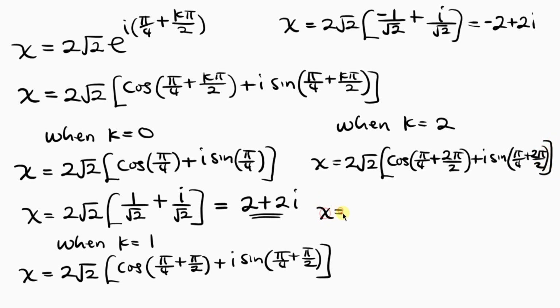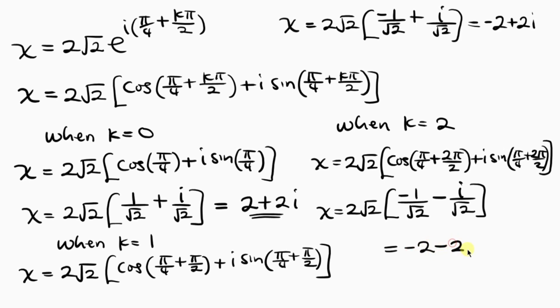So x will be equal to 2 root 2 times, now cos of this expression gives negative 1 all over root 2, and sine of this expression gives the same thing, negative 1 all over root 2 times i. I'm going to be having negative i all over root 2. And now opening up the brackets, we have our third solution for x as negative 2 minus 2i.